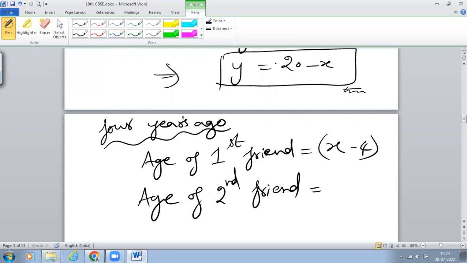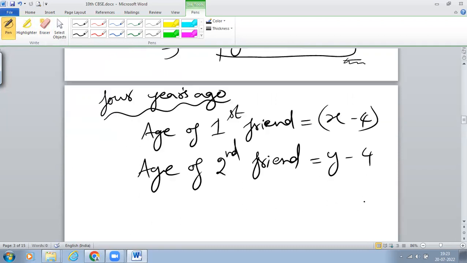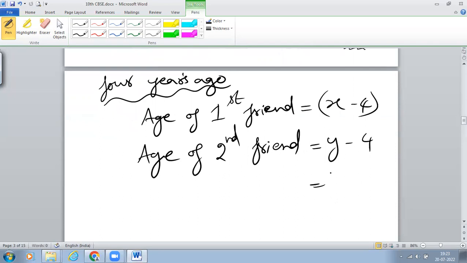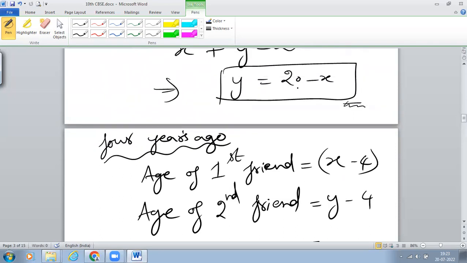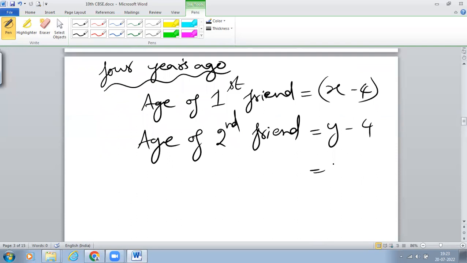Y minus 4, you can write. In the next step, you can replace Y. Therefore, in the place of Y, I'm going to write 20 minus X. What is Y? 20 minus X. So 20 minus X minus 4. What is 20 minus 4?